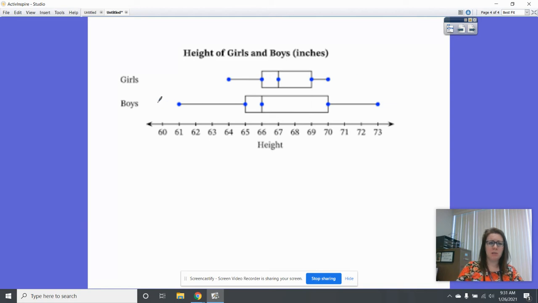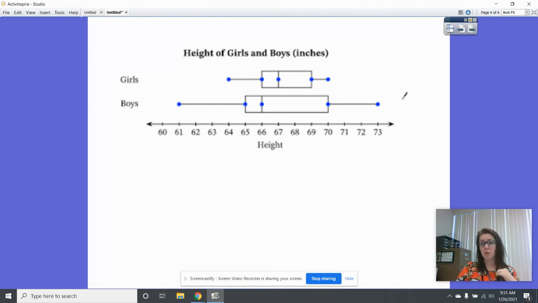Okay, well, smallest minimum, the boys have the smallest minimum at 61 inches. Which has the smallest maximum? The girls have the smallest maximum at 70 inches. And you could be asked something like that about any of those 5 number summary points. So you could be asked the minimum, quartile 1, the median, quartile 3, or the maximum.